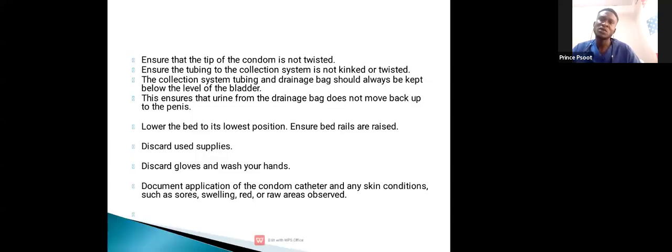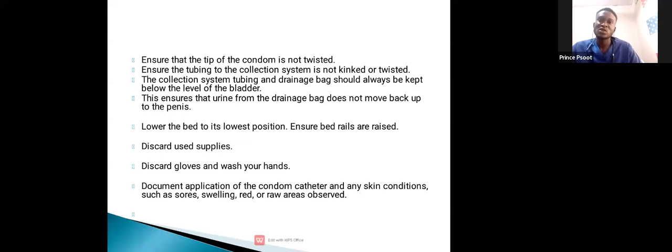Then you ensure that the tip of the condom is not twisted. Don't allow it to be twisted. You ensure that the tubing and the collecting system are not kinked or twisted. The tube is not kinked or twisted. The condom itself is not twisted or kinked. Then the collection system tubing and the drainage bag should always be kept below the level of the bladder. Please ensure that urine from the drainage bag does not move back up to the penis.